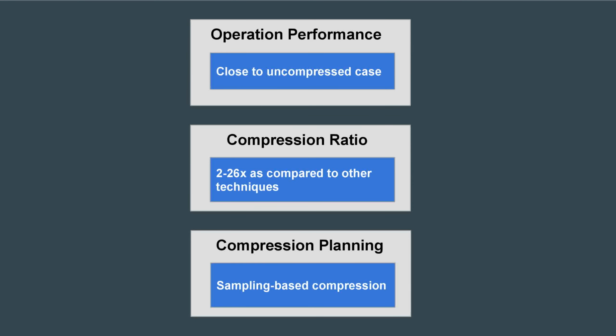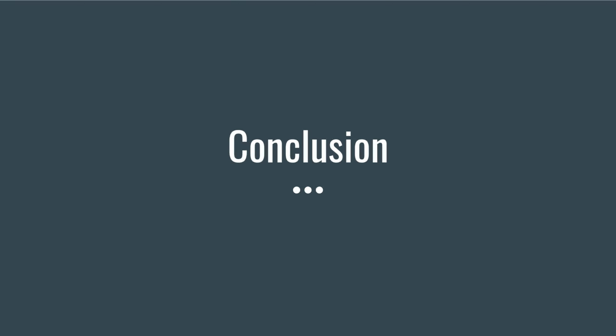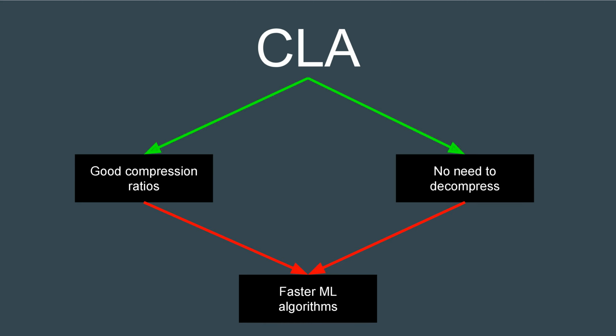Thus, the performance of CLA was found to be close to that of computation over uncompressed data. Compression ratios similar to gzip were yielded. At a lesser cost, reasonable compression time and compression ratios were achieved. So, let's sum up this presentation. The authors have thus initiated the study of compressed linear algebra, or CLA, which is able to achieve good compression ratios without any need to decompress.